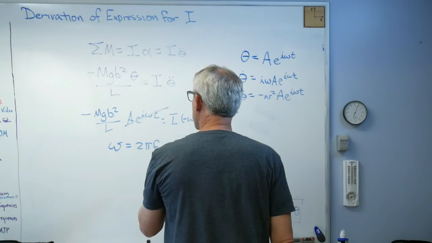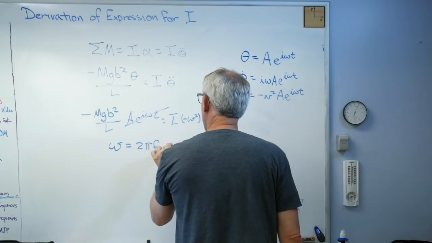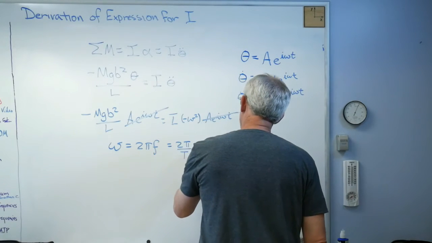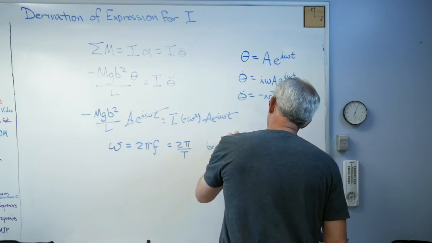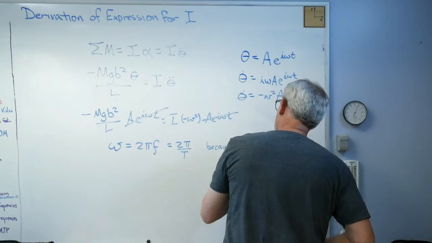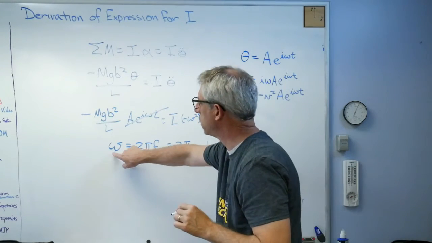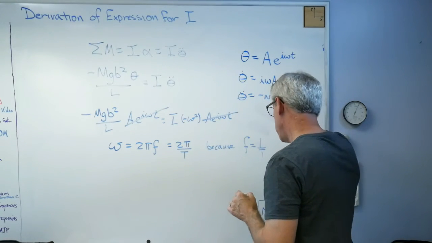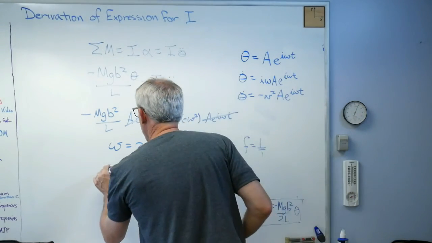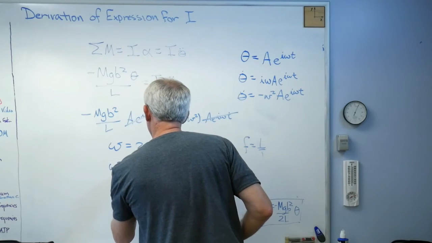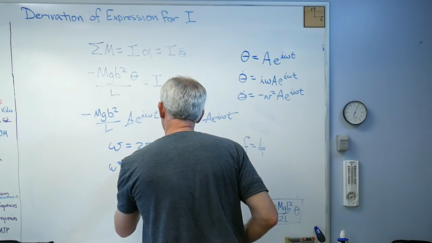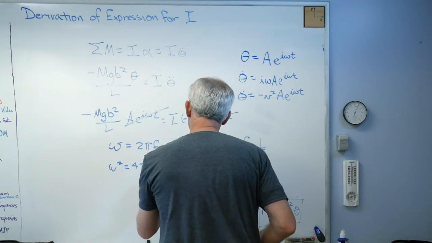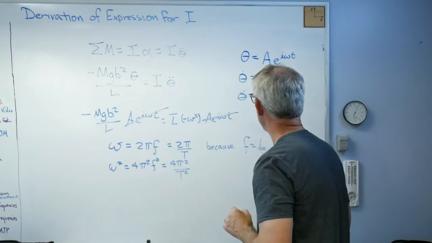Another way I can do this is I can say it's also equal to 2 pi over T, because frequency is 1 over T. Now remember, frequency is in hertz, and omega is in radians per second. That's why the 2 pi is there. So if that's omega, omega squared is going to be 4 pi squared f squared, and that equals 4 pi squared over T squared. And you can see where we're headed here.